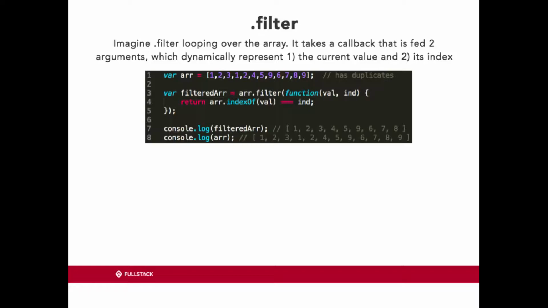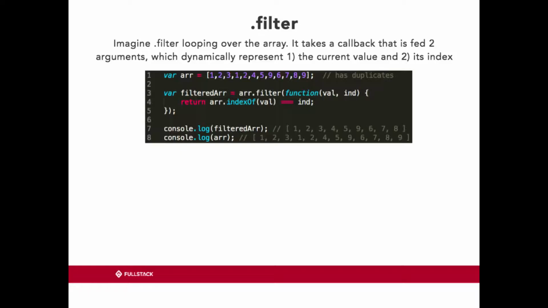By the time I make it to the fourth number here, which is also a 1, the value is going to be 1 still, but now the index is going to be 3, right? Because this is the fourth element. And it's going to say, okay, great. What's the index of 1 in this array? And it's still going to give me this first one, which is 0. And I'm going to say, oh, this is not equal to the current index I'm at. This must be a duplicate. Let's return false. So I don't keep that number.